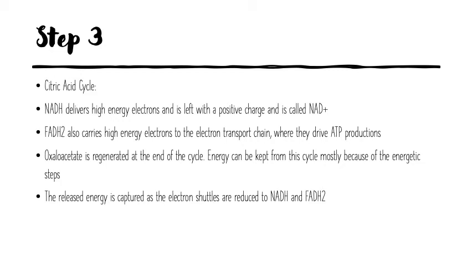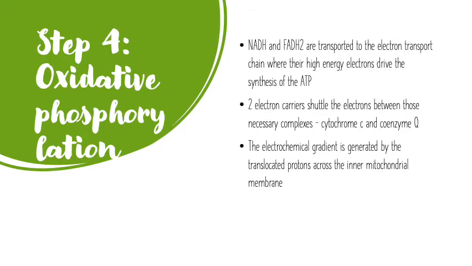We also have the oxaloacetate, and the oxaloacetate is regenerated at the end of the cycle. So this occurs during the end of that cycle. Energy can be cut from the cycle mostly because of how energetic the steps are that occur here. So that's very important in the citric acid cycle. The energy that's released is going to be captured as electron shuttles, and these shuttles are reduced to NADH and FADH2.